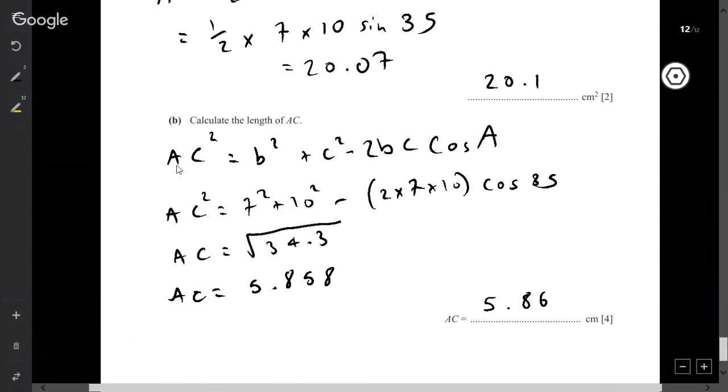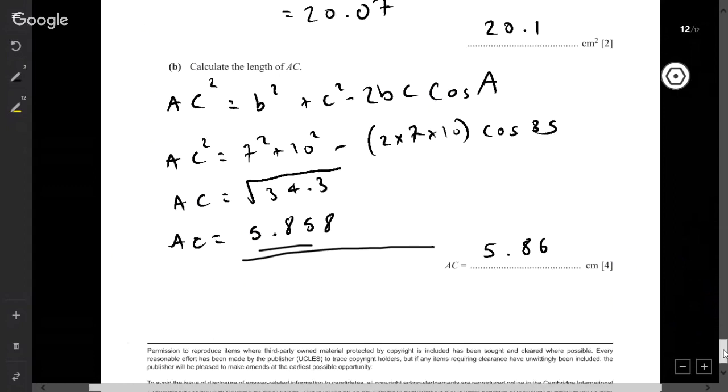B. Okay, calculate the length of AC. We're going to use the cosine rule. So AC squared equals b squared plus c squared minus 2bc cos A. Substitute all of the numbers into this, we get this lovely equation. It simplifies to AC equals the square root of 34.3. So AC is 5.858 or 856. And that is the end of this paper.